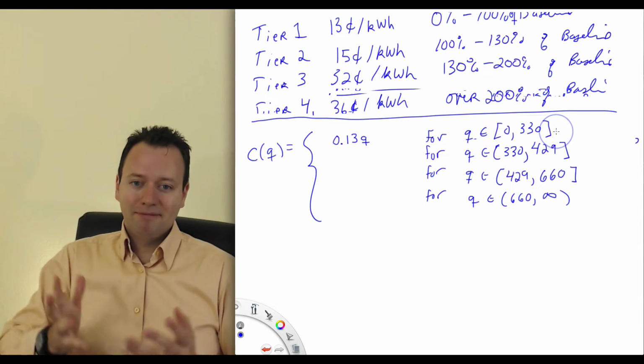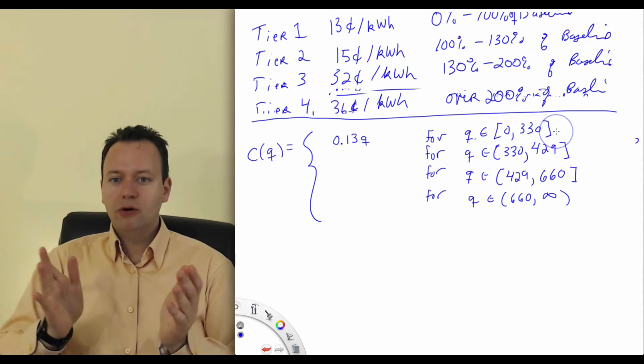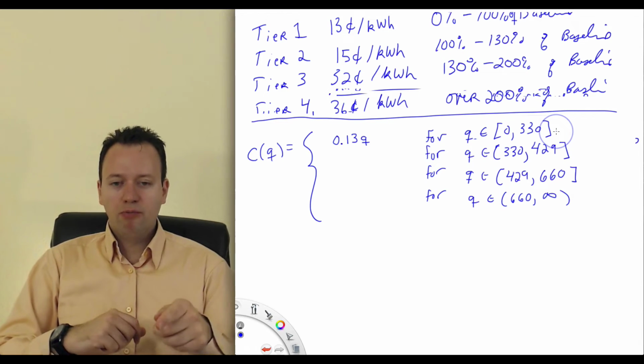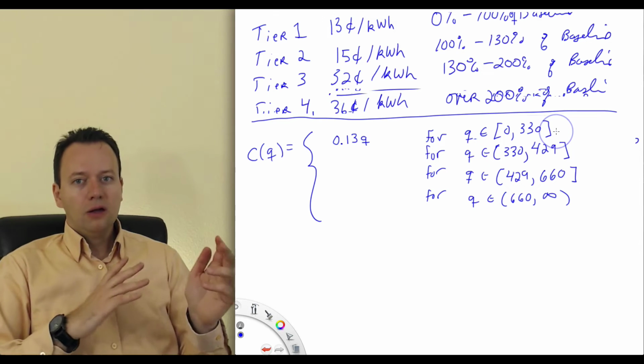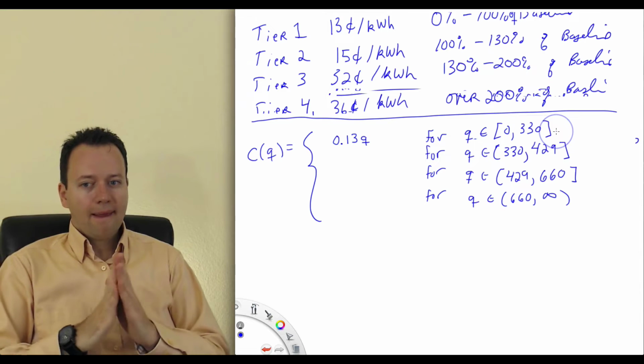Okay, so it makes sense, right? If we're at 0 kilowatt hours, it's a 0 charge. 1 kilowatt hour is 13 cents. 1 times 0.13 is 0.13. 2 kilowatt hours is 26 cents, and it increases linearly.